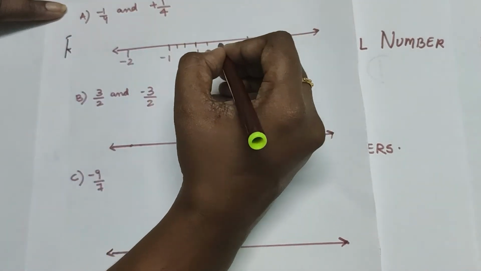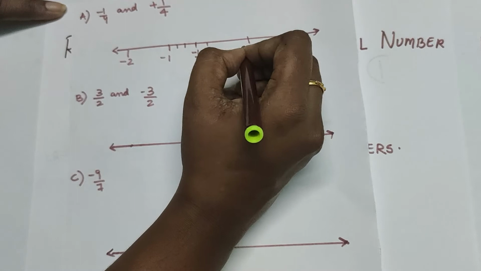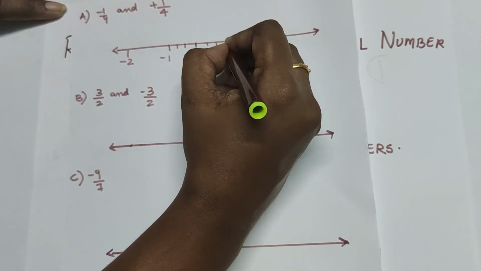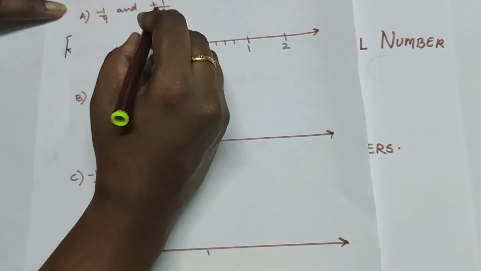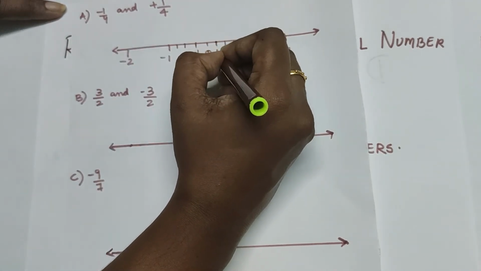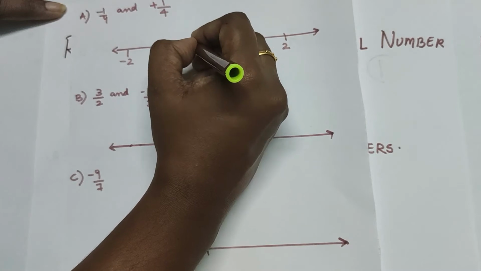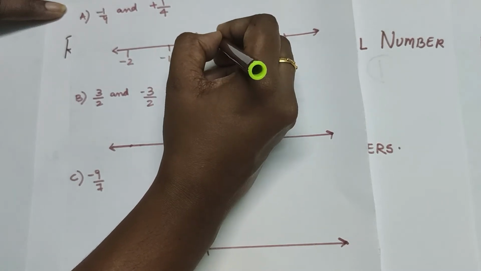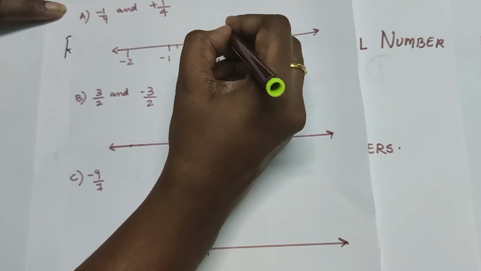For the positive part, again we will divide 0 and 1 into 4 parts. So 1, 2, 3 and 4. And this is positive 1/4. So I mark it here, 1/4. So these two I can name as part A and part B.